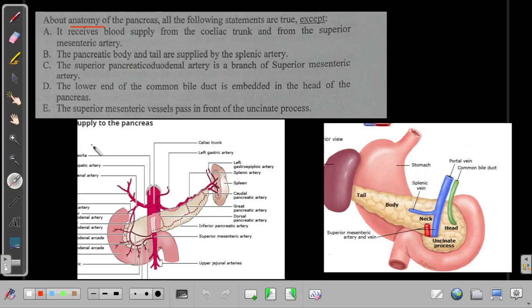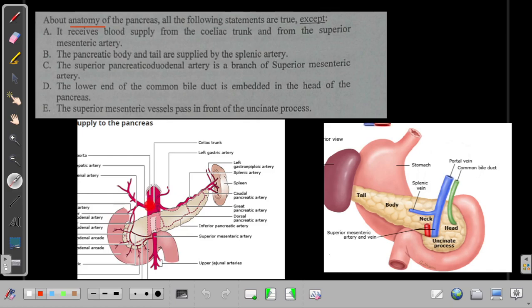We continue reviewing the pancreas through MCQs, and this video is number 2. About anatomy of the pancreas, all of the following statements are true except: it receives blood supply from the celiac trunk and from the superior mesenteric artery, which is true. This is the celiac trunk, and this is the superior mesenteric artery.